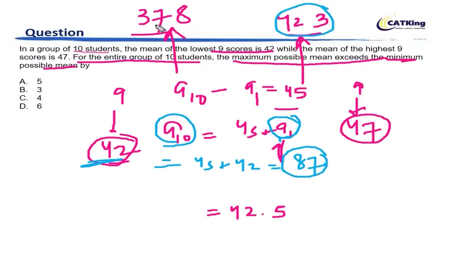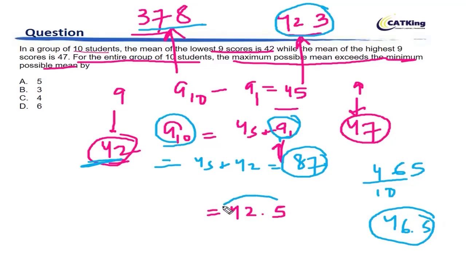So if you add 87 to this number, this becomes 564 divided by 10. The maximum mean is 46.5. Maximum mean is 46.5, minimum is 42.5. Therefore the answer is 4.